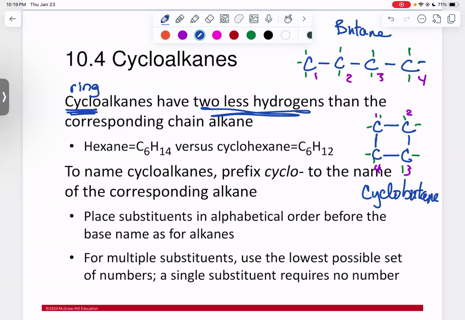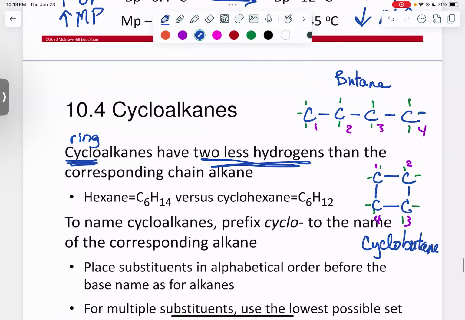So if I look at the formula of butane, butane is a straight chain alkane, so that should be the formula CnH2n+2. I have 4 carbons, so I should have 4 times 2, which is 8, plus 2. I should have 10. And that's true. I have 3 on each end, 3, 6, and then the middles is 7, 8, 9, 10. So that's true.